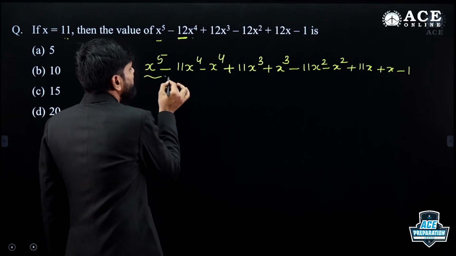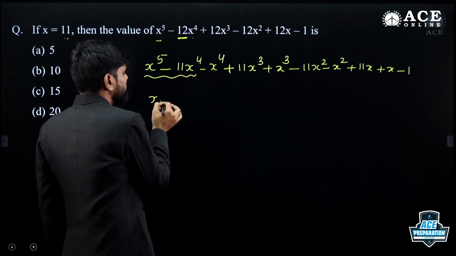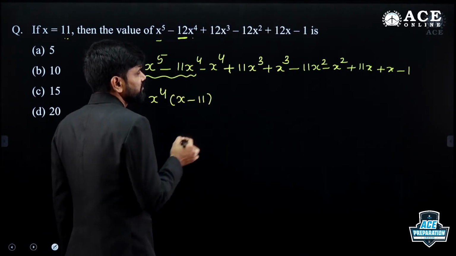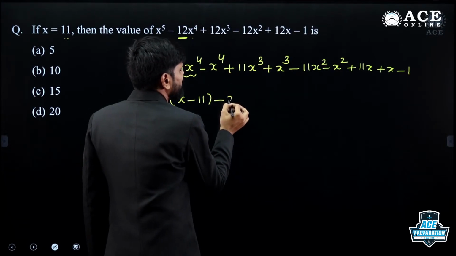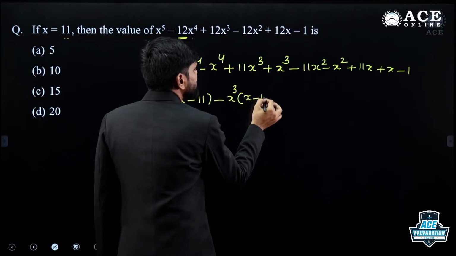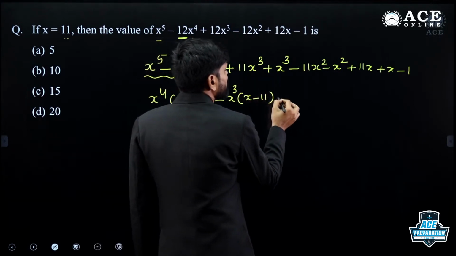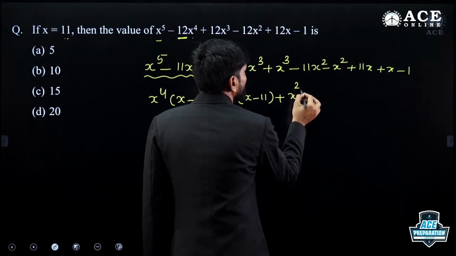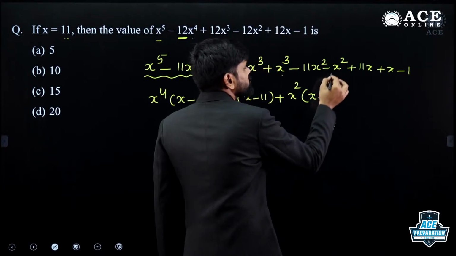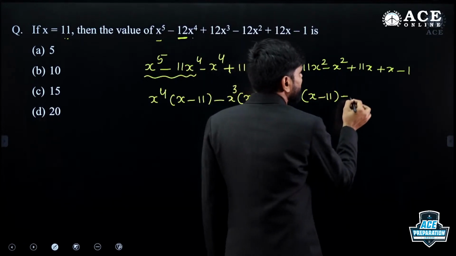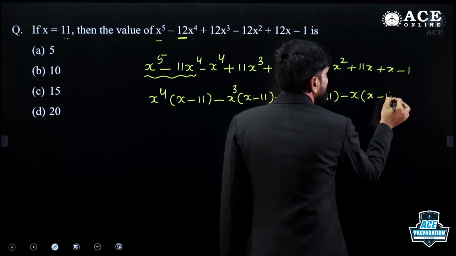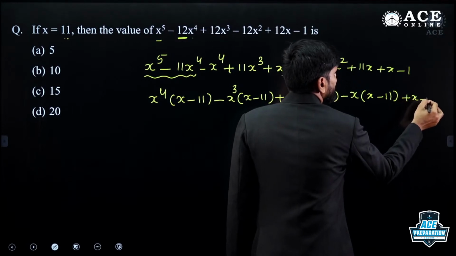Because here, if you take x power 4 as common, you are left with x here, you are left with 11 over there. Similarly, minus x cube, if you take common in the second one, you will be left with x in this, minus 11 over here. Again, you take plus x square as common, you will be left with what here? X minus 11. Next, you take minus 1 as common here, minus x as common here. You are left with what? X minus 11 plus x minus 1 finally.